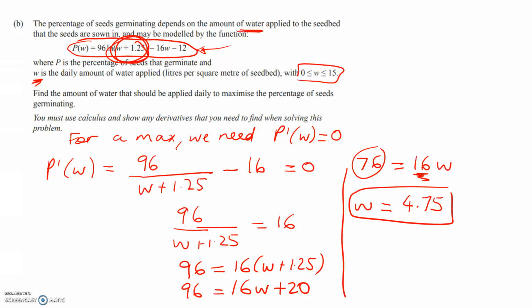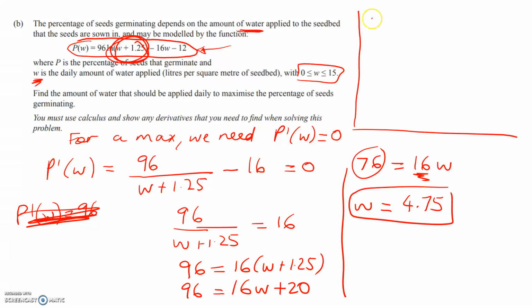Now, we should really check that it's a maximum. It doesn't mention doing that in the schedule, but I'm going to do it here because it's pretty easy. So P dash of W is equal to 96. Oh, why am I doing it in there? That's just way too squashed. Pop it up in here. Hopefully it won't go wrong.